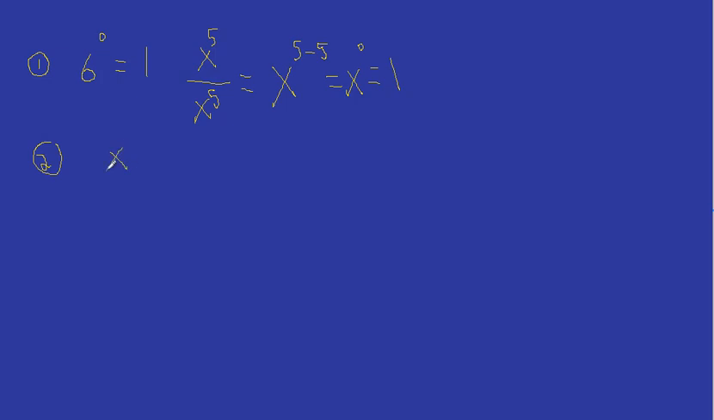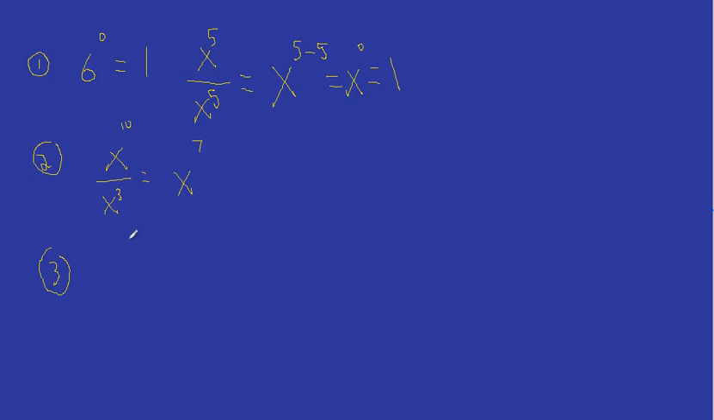Number 2, next example. What if I gave you x to the 10th divided by x to the third power? Well, here, same rule applies. You just subtract x to the 10 minus 3, which is 7.